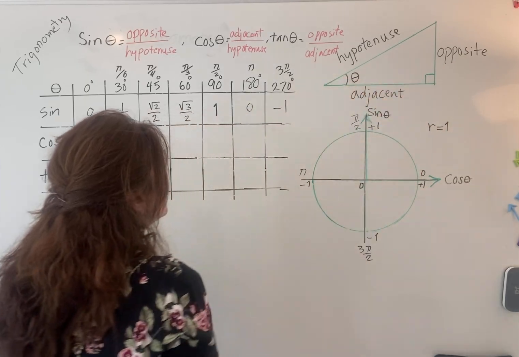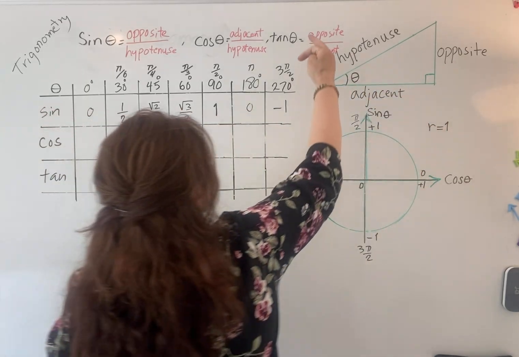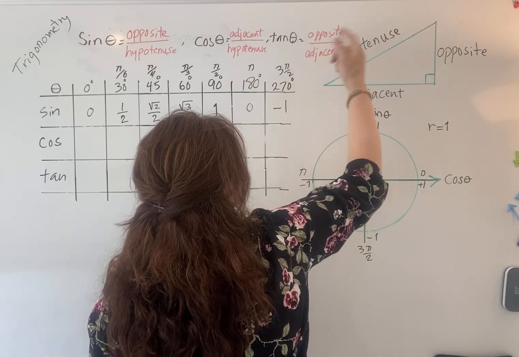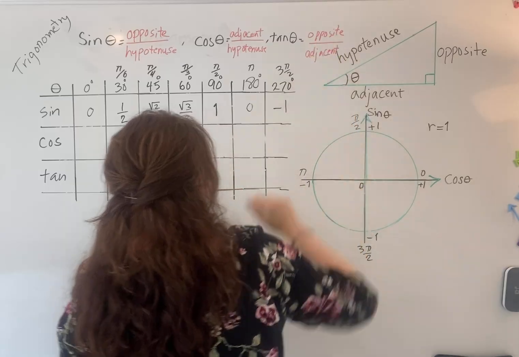And we have something else, cotangent. Cotangent is the reciprocal of this one. This is opposite over adjacent. Cotangent is adjacent over opposite.